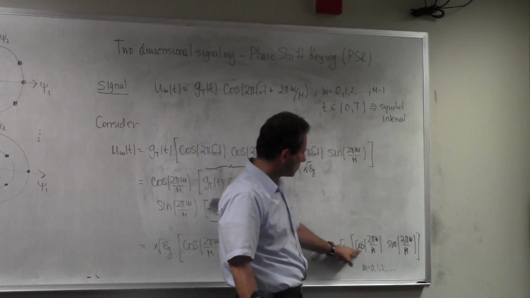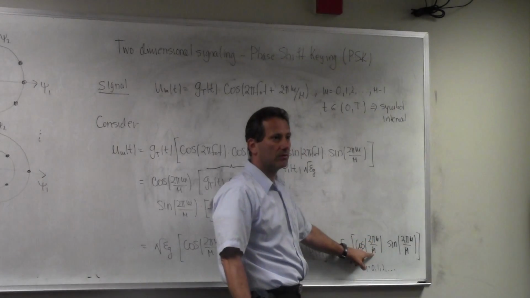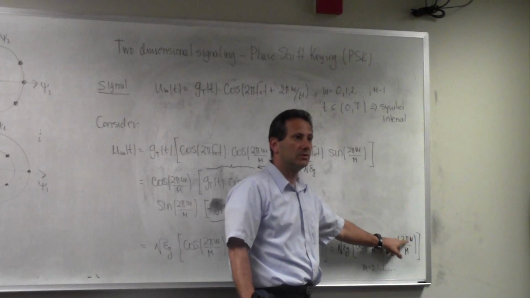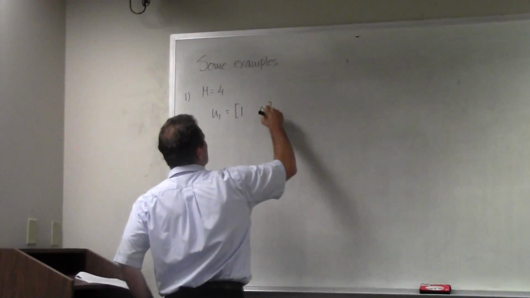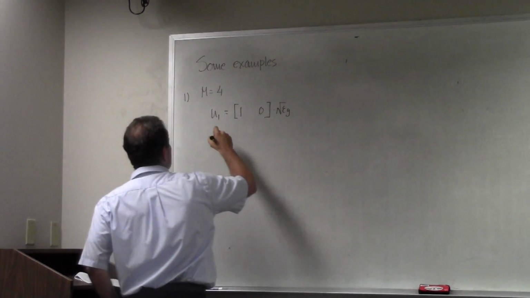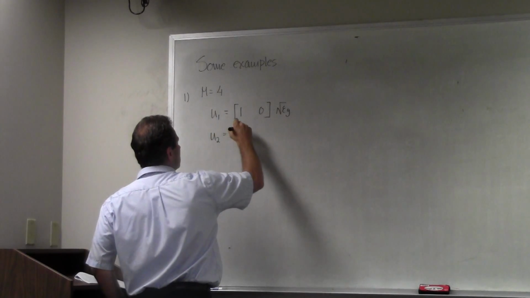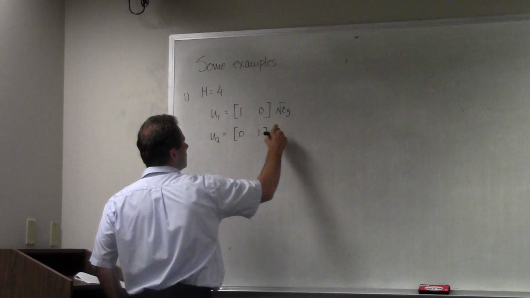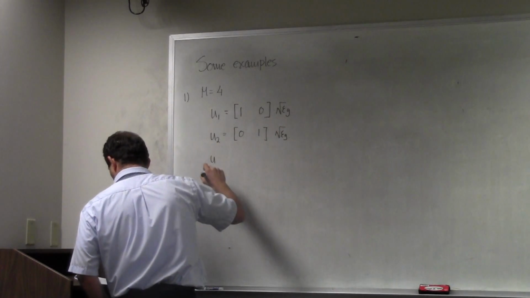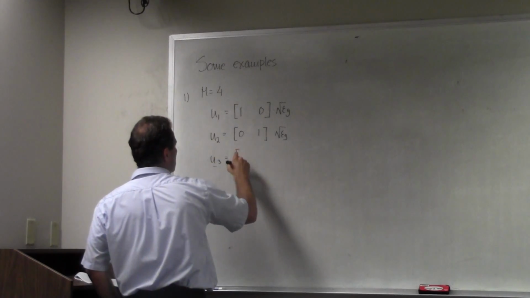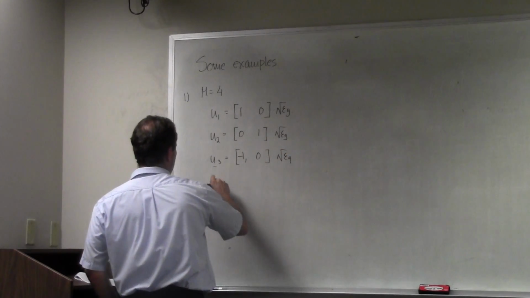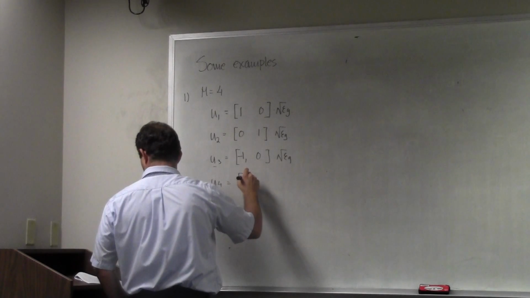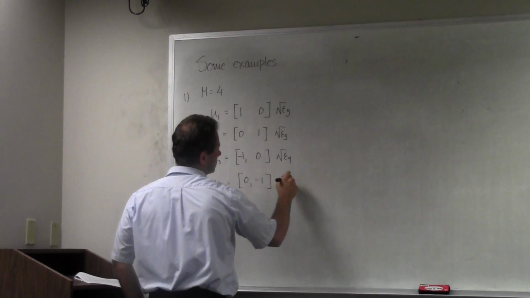If you look at this expression here, let's substitute m equal to 0. Then this becomes cosine of 2 pi times 0 over 4, which is 1. And then sine of 0 is equal to 0. So my first symbol becomes 1, 0 times square root of energy. When I substitute m equal to 1, then this becomes 0, this becomes 1. If I substitute m equal to 2, then this becomes minus 1, and this becomes 0, square root of energy. And then m equal to 3, this becomes 0, minus 1, and this is square root of energy.